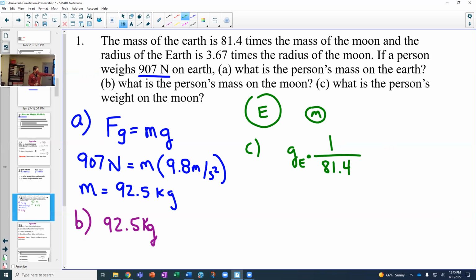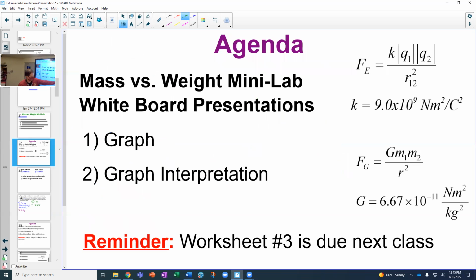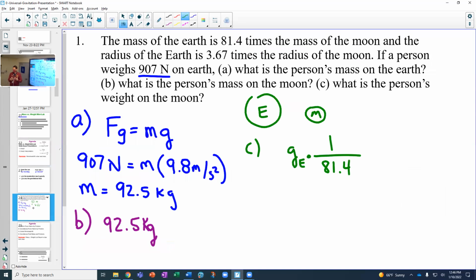No, much better. Based on this equation, the distance is a quadratic relationship, right? So because the moon has a smaller radius, it should make the gravity bigger due to the radius in a quadratic fashion. So would I divide by it? No, that would make it smaller yet. It should make it bigger by that, right?